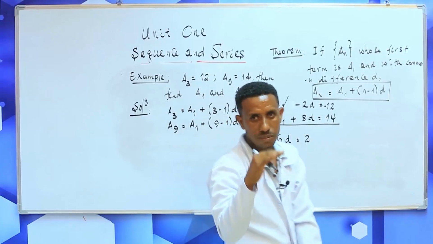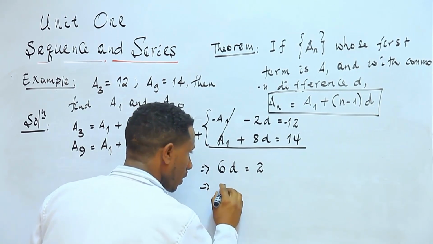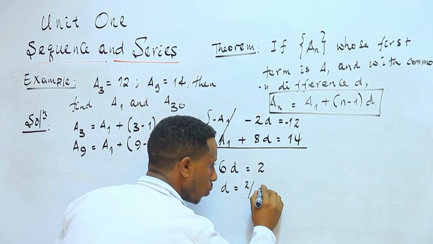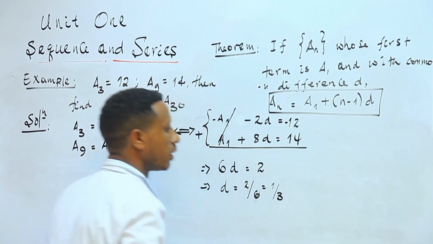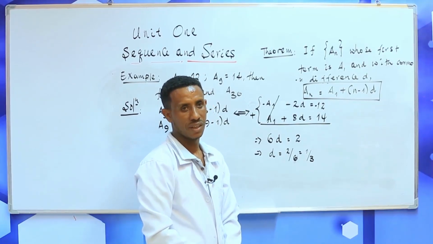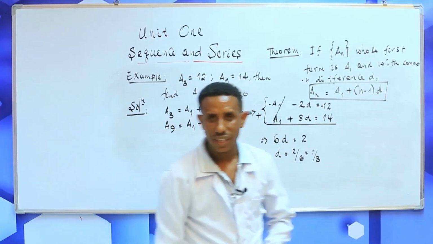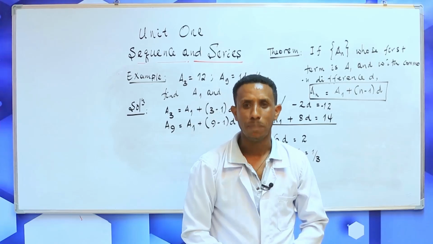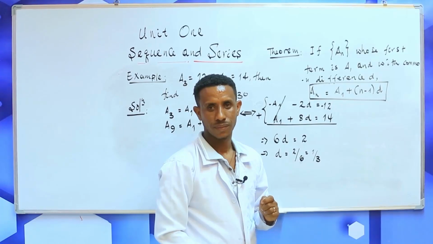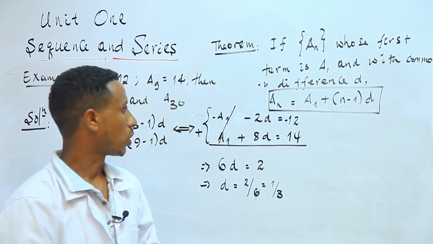Then divide both sides of the equation by 6, and you will have D is equal to 2 over 6, which is equal to 1/3. That will be the value of D. This is the common difference. Now it's very simple to find what A1 is. You have a minute to find A1. Very good. Have you tried this? We will see the solution.